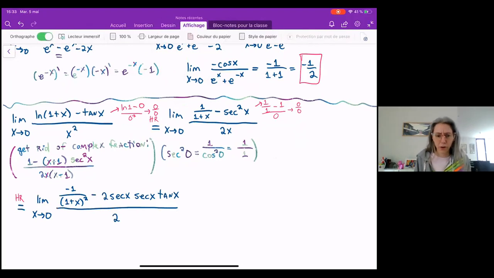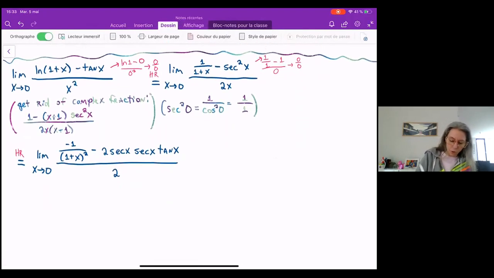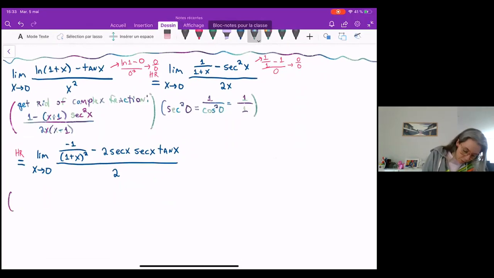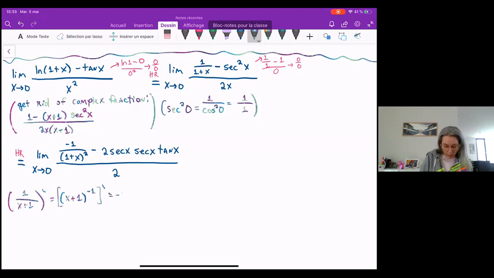Okay, let's just take a look at those derivatives for a second. The derivative of 1 over x plus 1 is the same thing as x plus 1 to the negative 1, which means I can pull that negative 1 down, have x plus 1, subtract 1 to the negative 2, and then multiply by the derivative of the inside, which in this case is just 1. So that's where my negative 1 over x plus 1 squared came from.